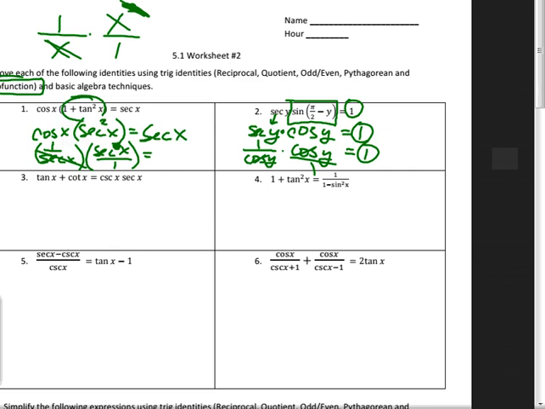Tangent plus cotangent equals cosecant secant. Now, just so you know, if you ever want to, you can take the right side and manipulate it and leave the left side alone. You know what I mean? I can just bring this side down and bring it down if I want to. I'm not saying I want to on this one, but I could if I wanted to.